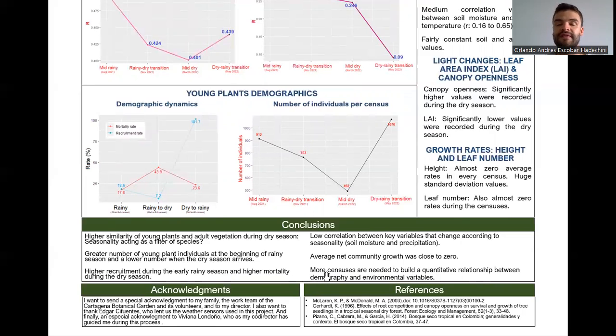The average net community growth was close to zero. That was very surprising. And in general, I believe that I need to do more censuses so I can build a quantitative model which relates demographics and environmental variables.